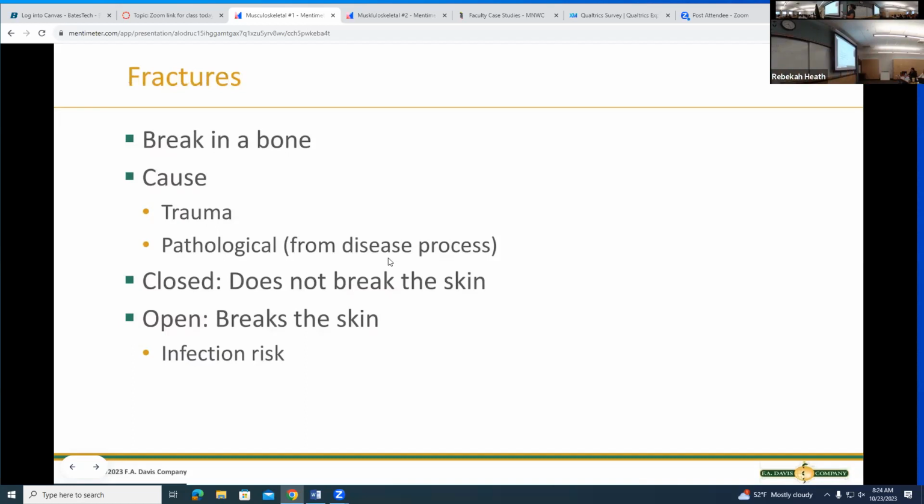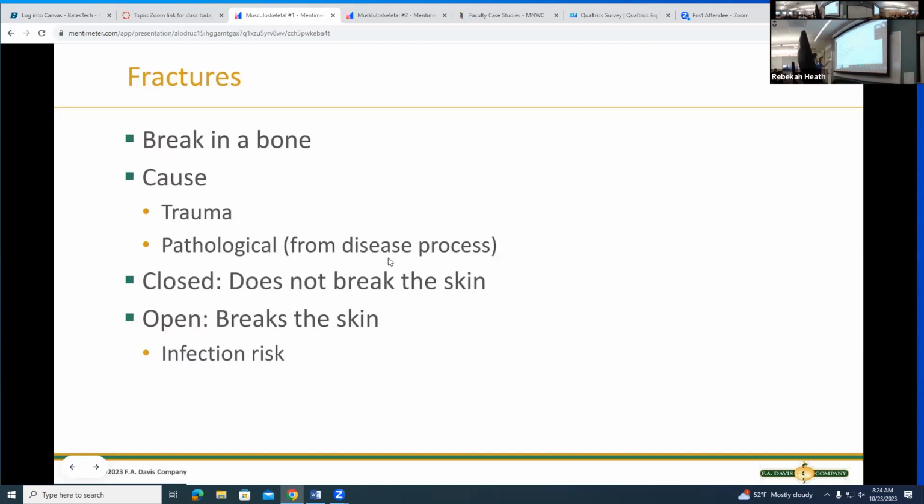Or pathological, and what that means is it's from a disease process. We'll talk more about that later. I think a lot about osteoporosis, where the bone is really porous and kind of thin. It's more prone to break because it doesn't have the structure to maintain the bone.